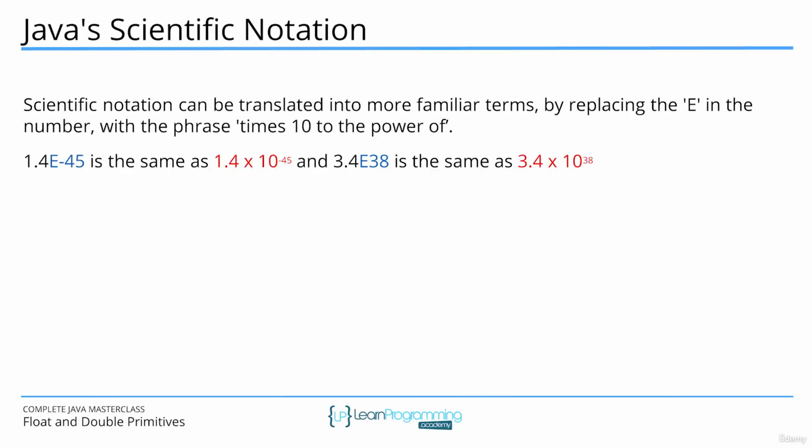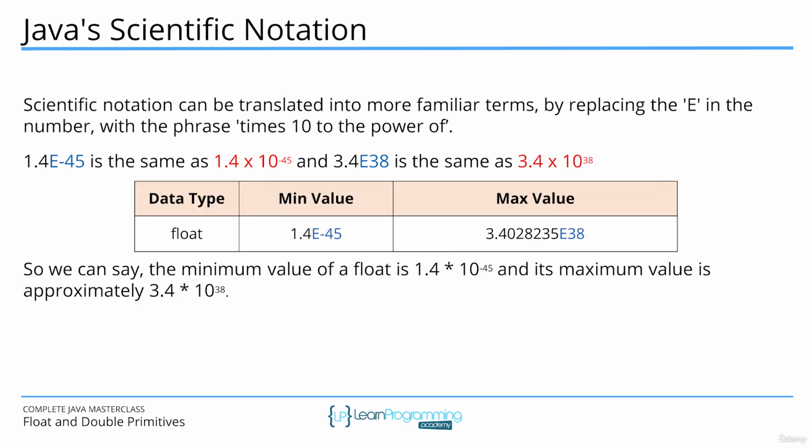Scientific notation can be translated into more familiar terms by replacing the E in the number with the phrase times 10 to the power. So we can say the minimum value of a float is 1.4 times 10 to the power of minus 45 and its maximum value is approximately 3.4 times 10 to the power of 38.